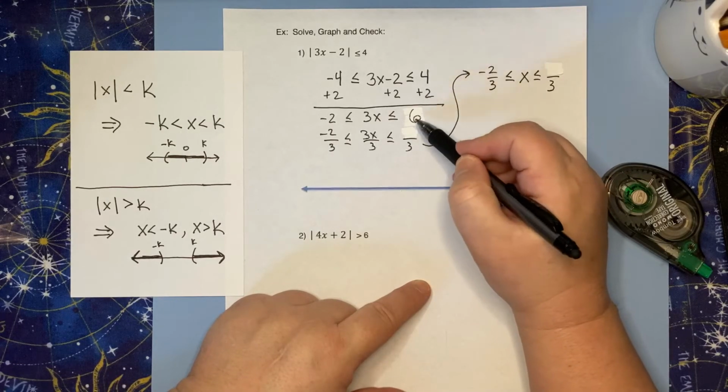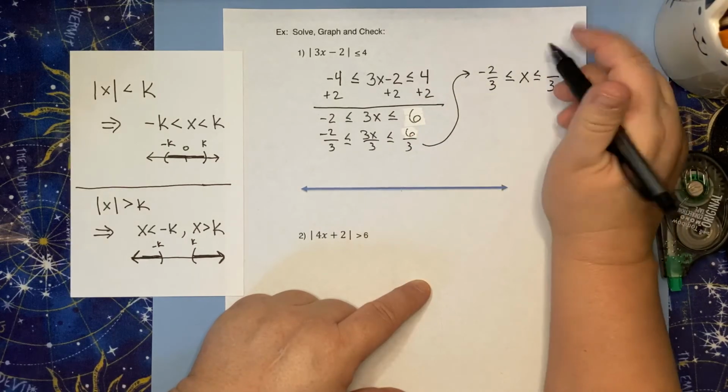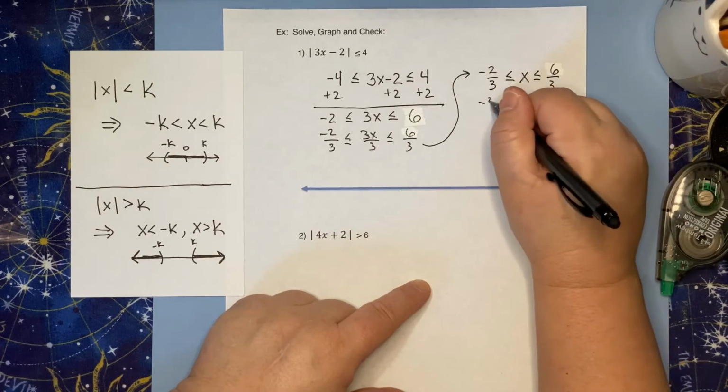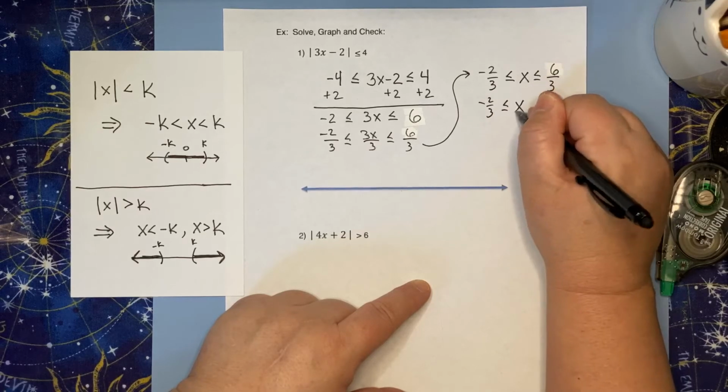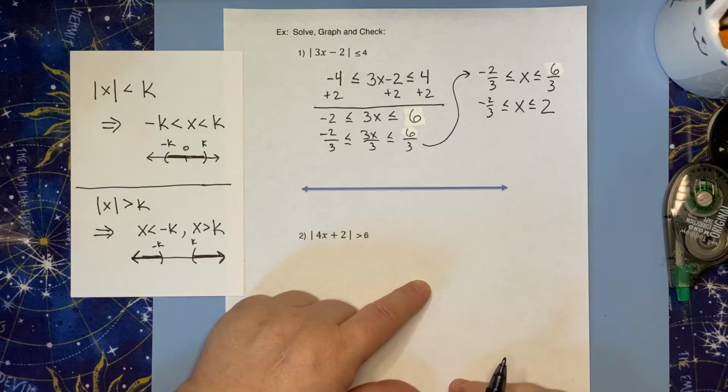Okay, 4 plus 2 is 6. Then we've got 6 divided by 3. And over here, 6 divided by 3, which means negative 2/3 is less than or equal to x, less than or equal to 6 over 3, which is 2. That was what my brain was trying to do. My brain tried to skip some steps. Sorry about that. I know that's confusing.